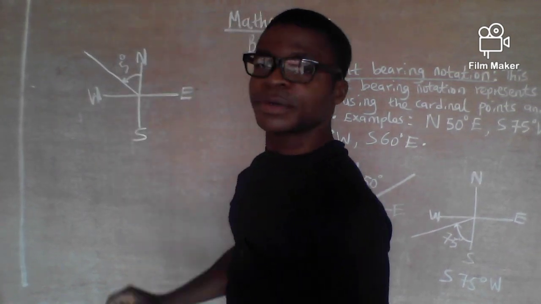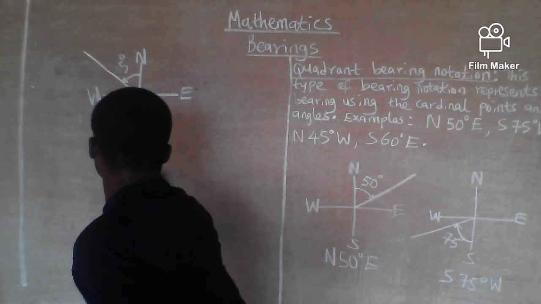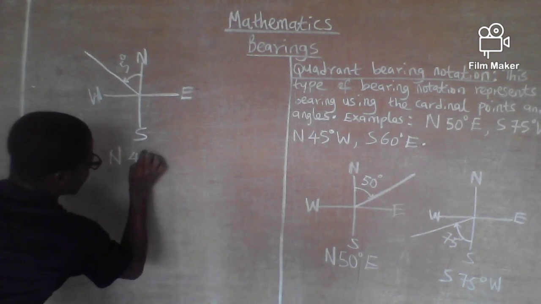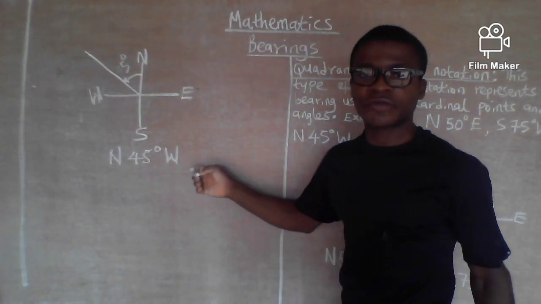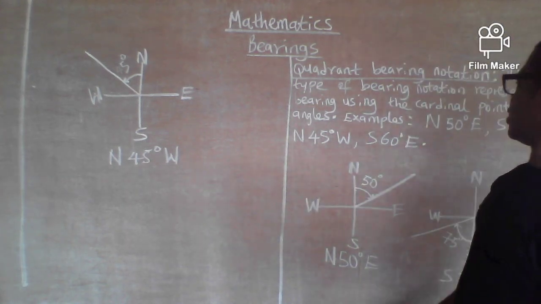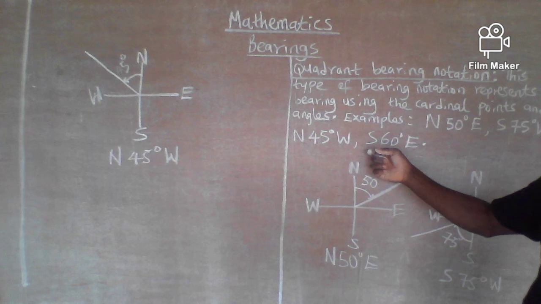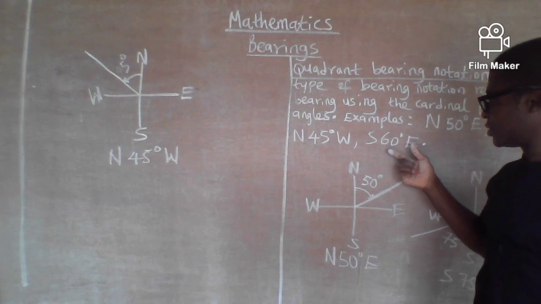So this is the representation of the bearing north 45 degrees west. The next bearing to represent is south 60 degrees east.